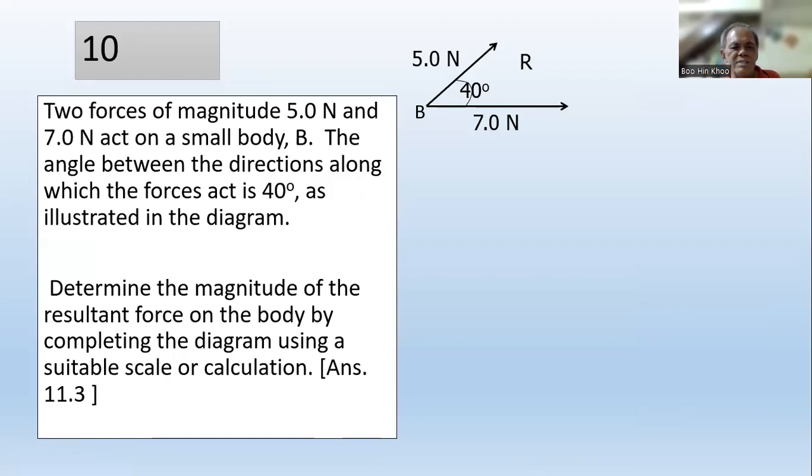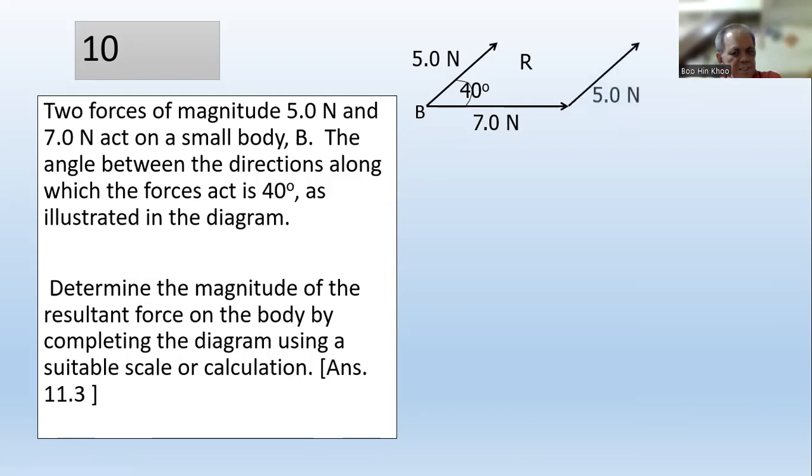Two forces of magnitude 5 and 7 Newton act on a body B. That's your point there. If you like, the body is represented by a point. The angle between the directions along which the forces act is 40 degrees. Determine the magnitude of the resultant force on the body by completing the diagram using a suitable scale or calculation. In the exam, you're allowed to use scale drawing if you prefer that, or you can calculate.